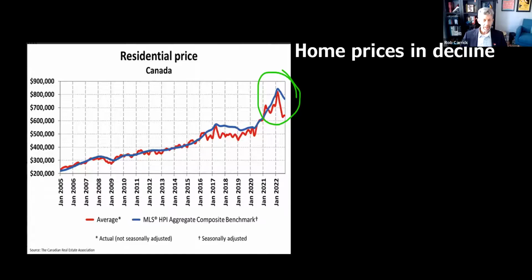I know the latest tick on the red is up. We did see a little tick higher in prices in Toronto and Vancouver last month, but I wouldn't pin your hopes on anything permanent there. I think nationally, housing is under pressure from higher mortgage rates.